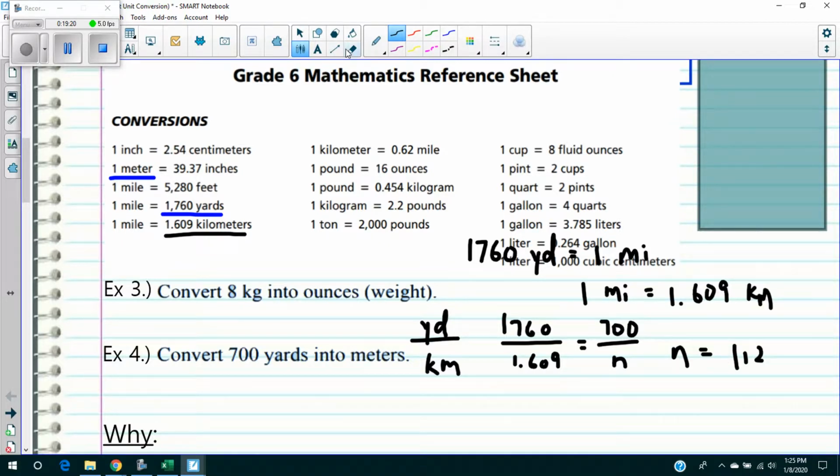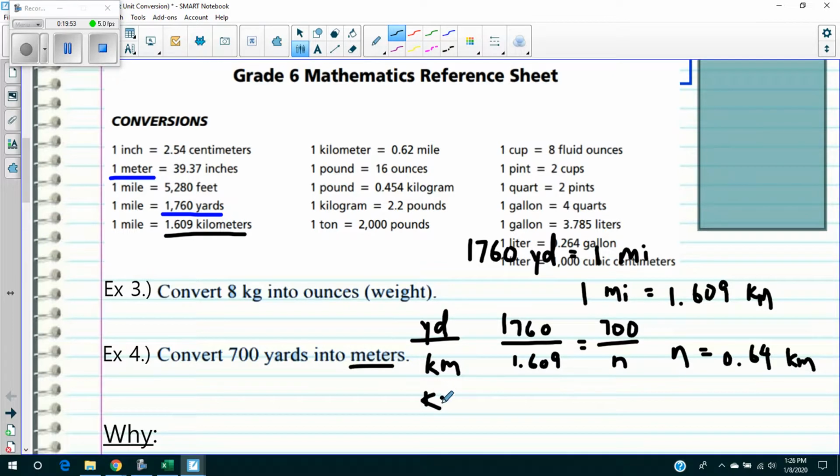Oh no, I'm not done yet. I've got to erase, and then divide. So that's 1126.3 divided by 1760. That is 0.6399. How about 0.64? 0.64 what? Kilometers. Now we're going to convert kilometers into meters, because that's what we've been here for the whole time.